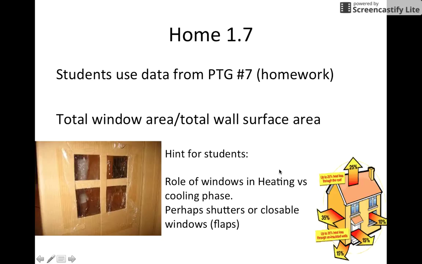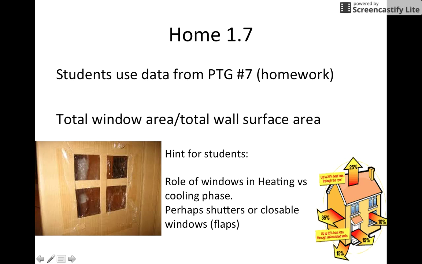And what I like to talk about with students is the role of windows in the heating versus cooling phase. And that really gets them to think about should they have windows that are able to close during the cooling phase and open during the heating phase, understanding that there's quite a bit of heat loss through these windows once they add them.